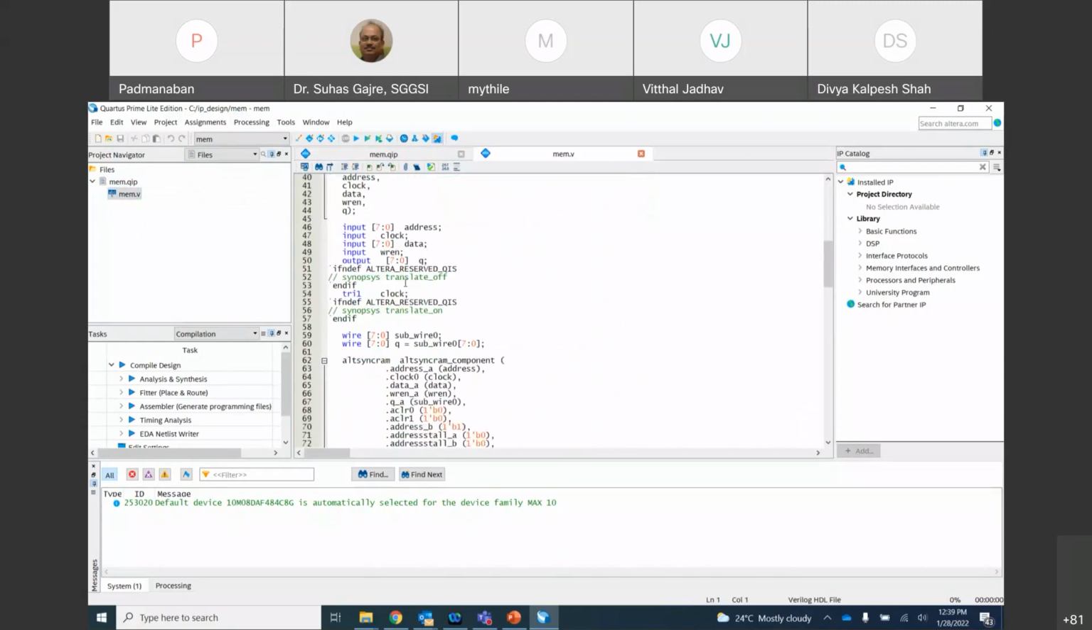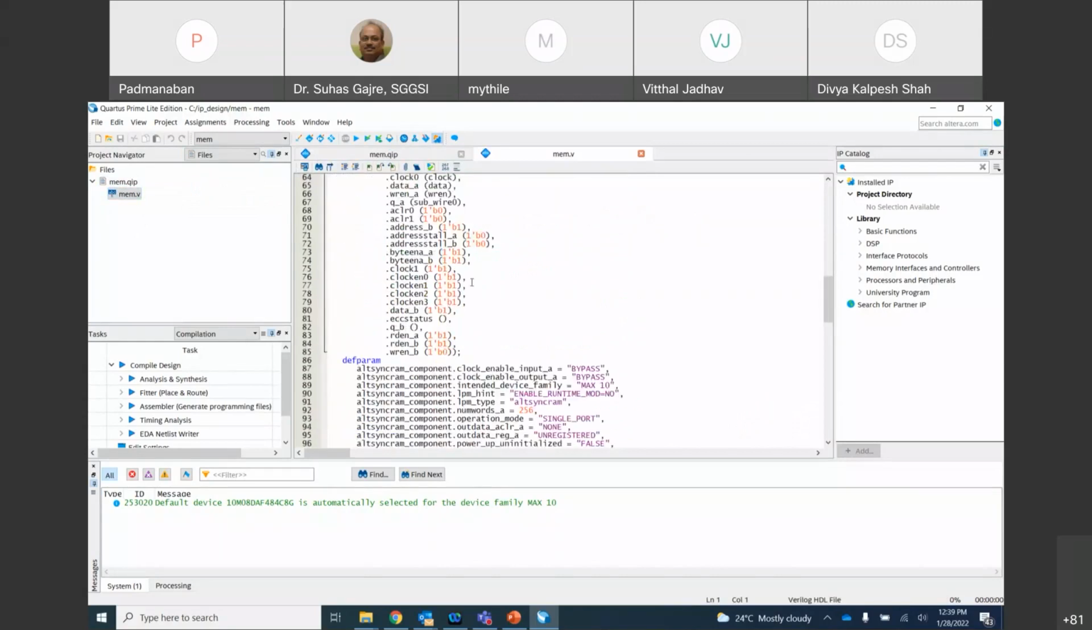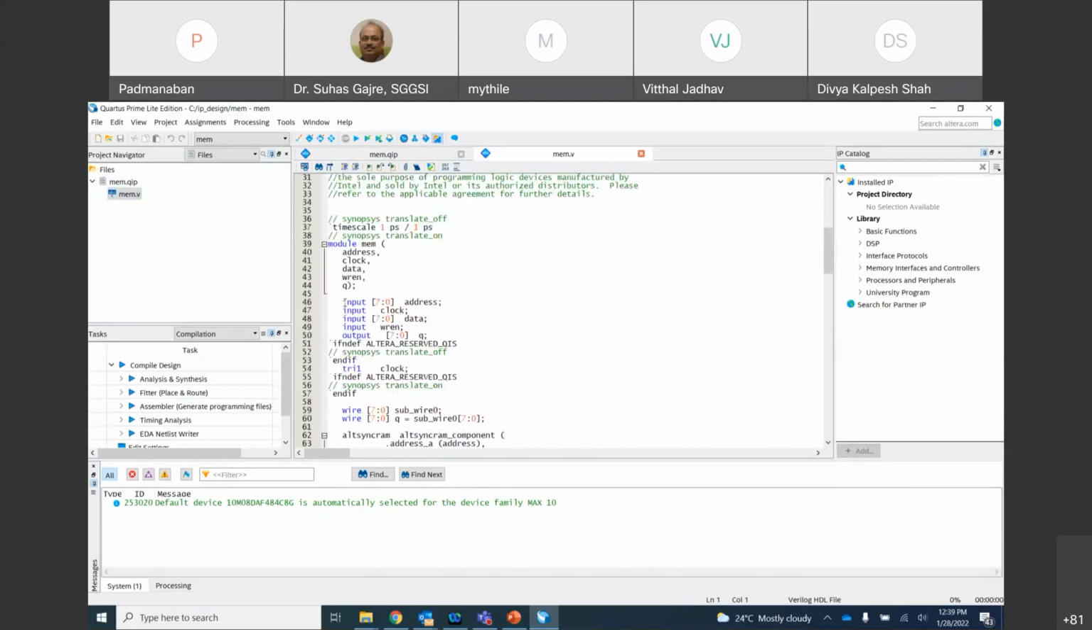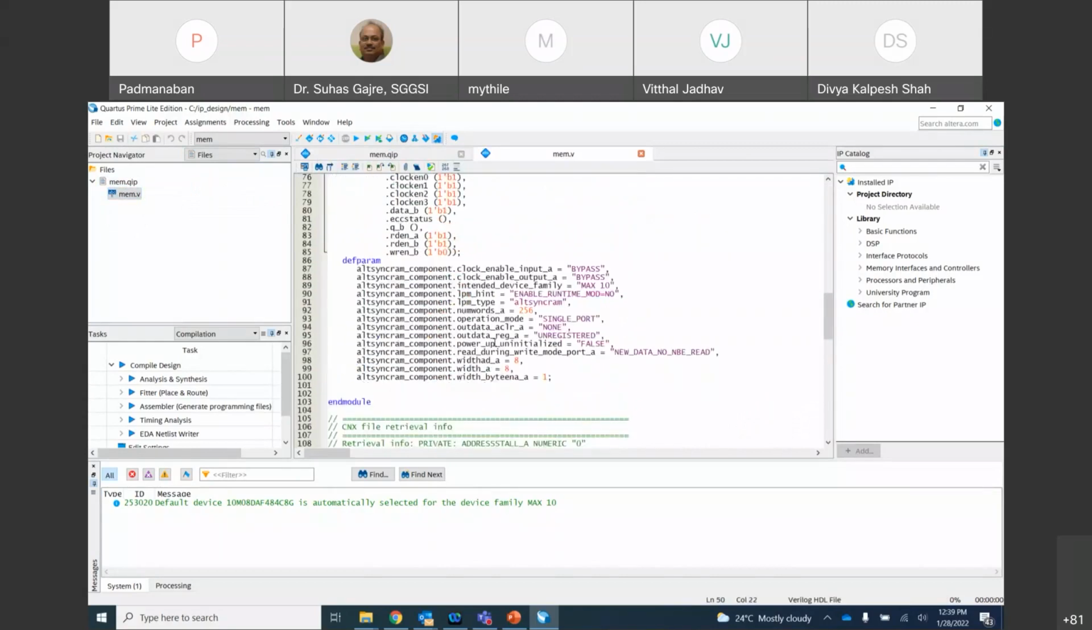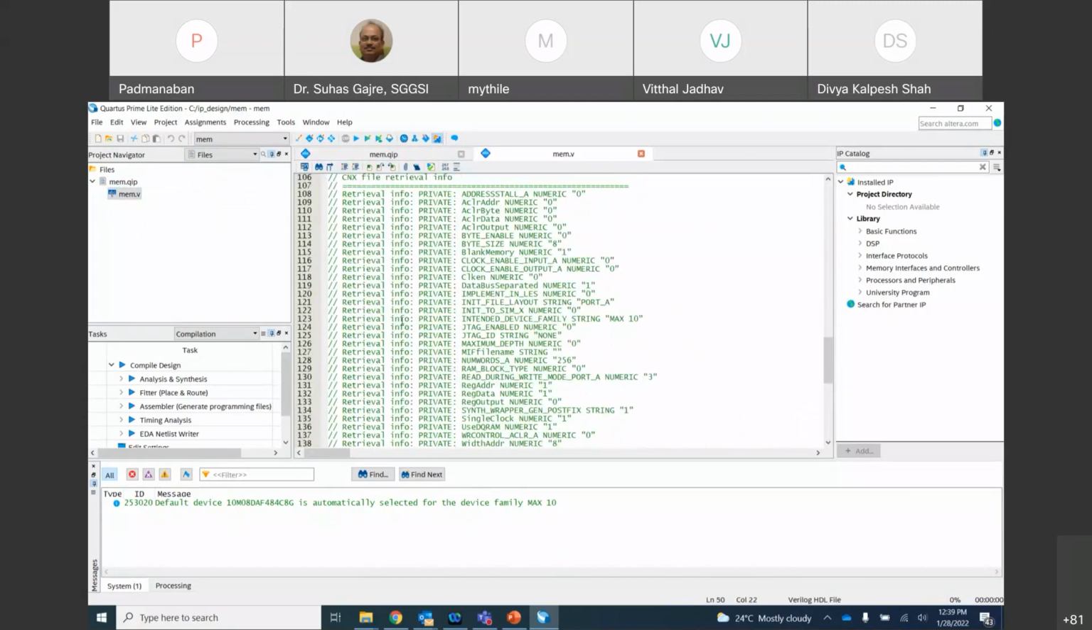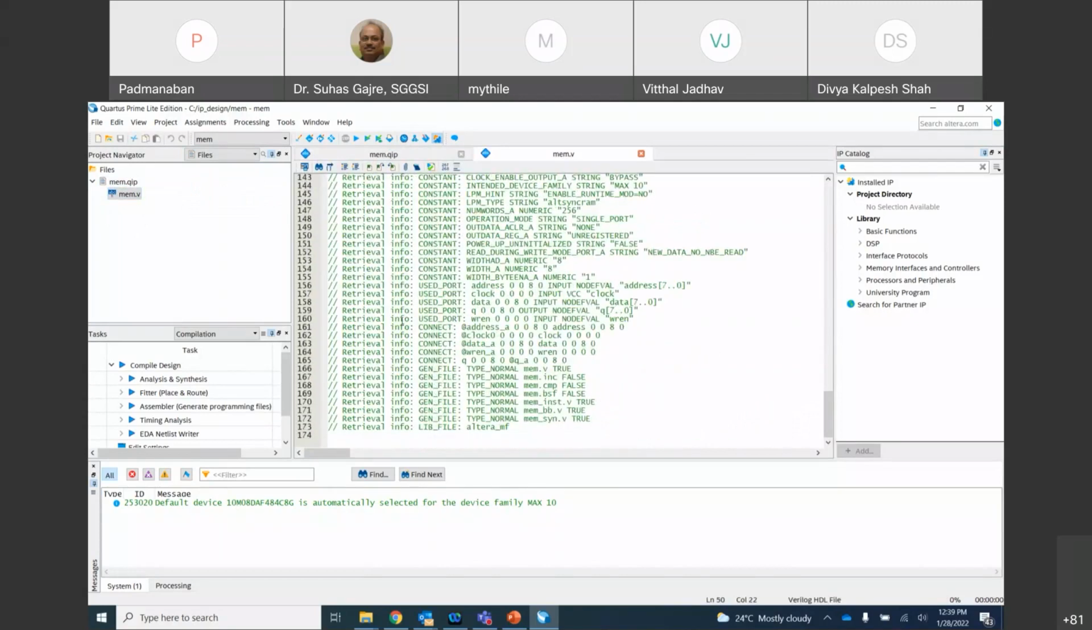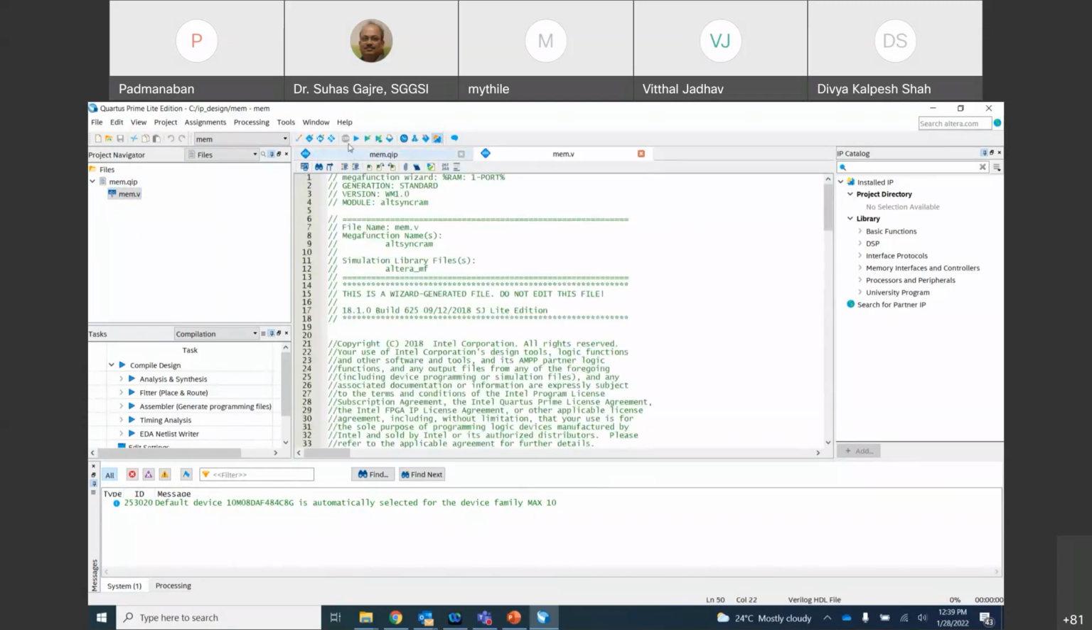We didn't write the code. The code is already available. Whatever information you provided, input, output, all this information is already there. So this is the intellectual property. Can we synthesize this? Yes, you can. So we can perform analysis and elaboration, and then if you want to compile, you can compile it. So we can try the compilation.